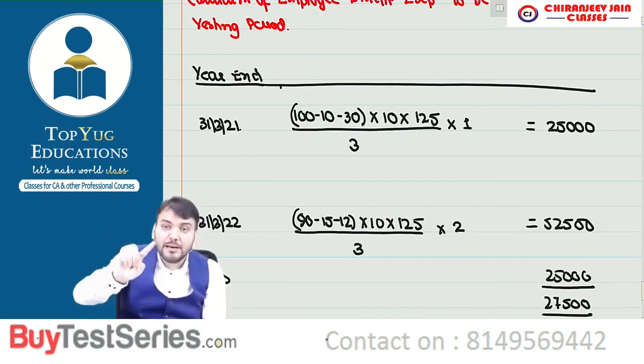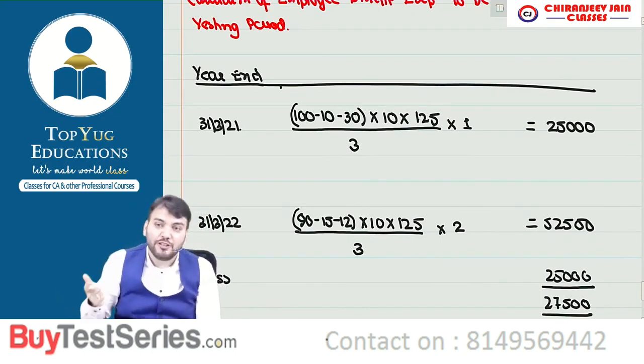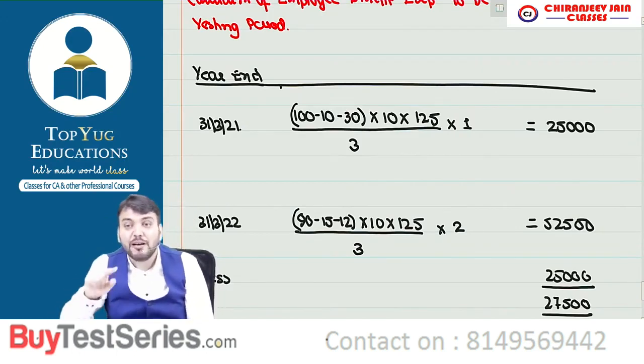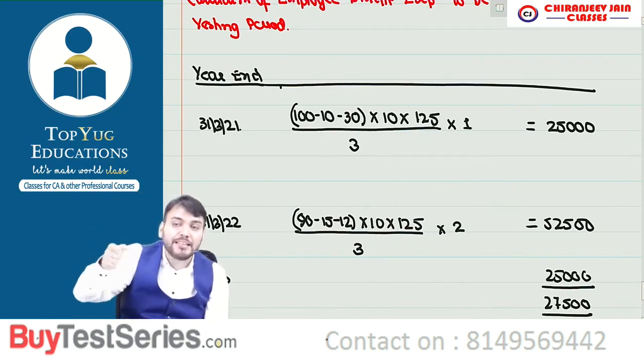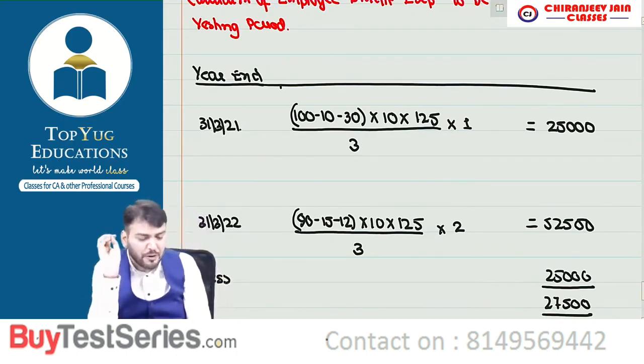So the value of option will be what? Number of employees multiplied by options per employee multiplied by value of option. What is the value of option? Intrinsic value of option. Intrinsic value of option is what? Market price on grant day minus exercise price. I think you have understood.